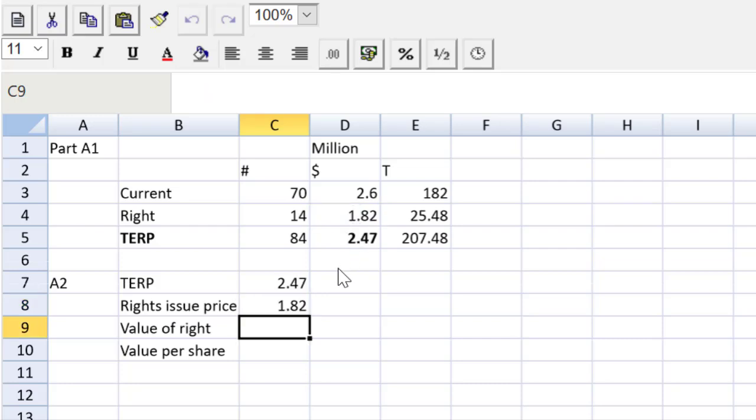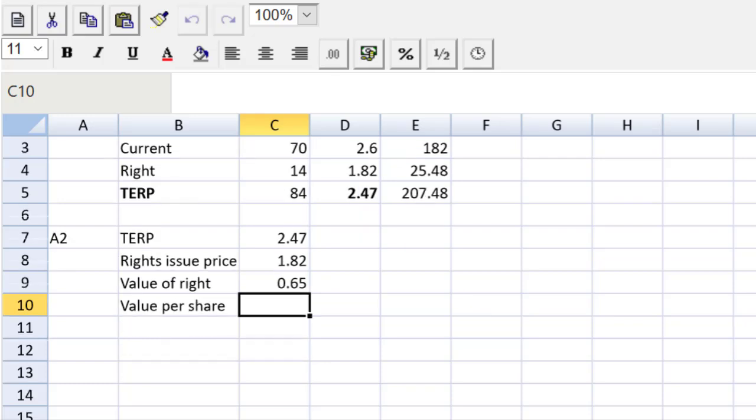Okay. Now the value of the right will be equal to the TERP minus the rights issue price. And we have one side working to do here. We need to work out the ratio of new shares to existing shares. So let us park our working over here to the right. We've got lots of space. There are no marks for spreadsheet skills, as I mentioned before, so it doesn't matter where you put it. Working, this will be the ratio of the shares.